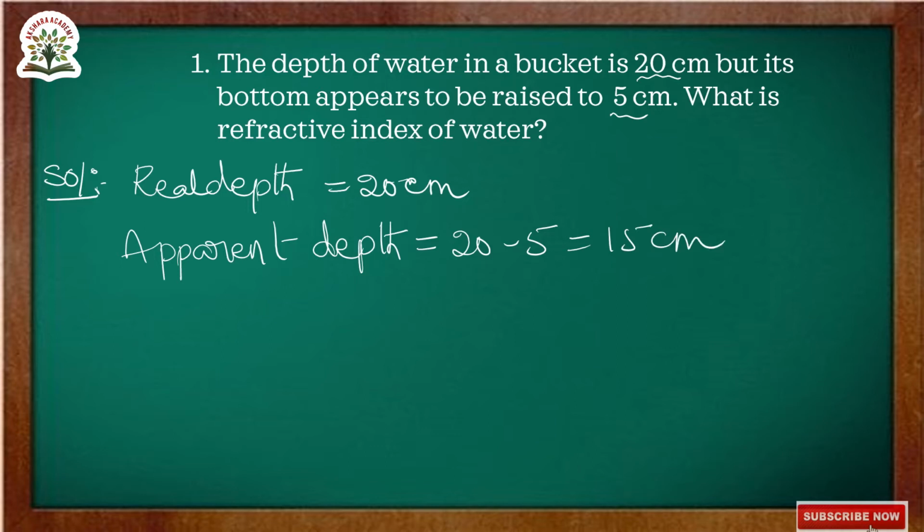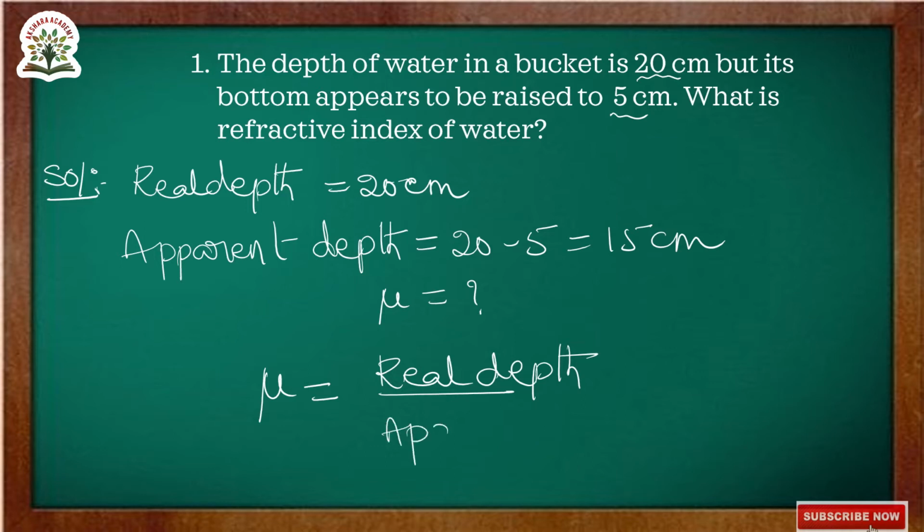Here you have to calculate the refractive index of water. Mu is equal to question mark. Refractive index of water is denoted by the letter mu. Refractive index is nothing but mu. So mu is equal to real depth by apparent depth.